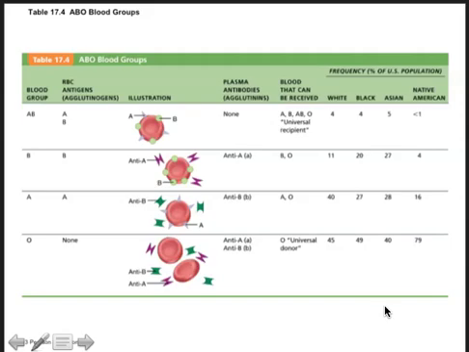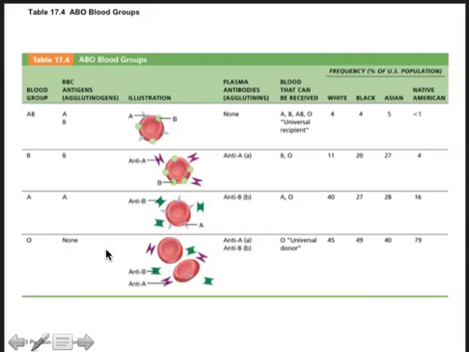Okay, so let's start with an easy blood group. Let's start with type O blood. An individual with type O blood does not have the A or B antigen on the surface of the red blood cells.